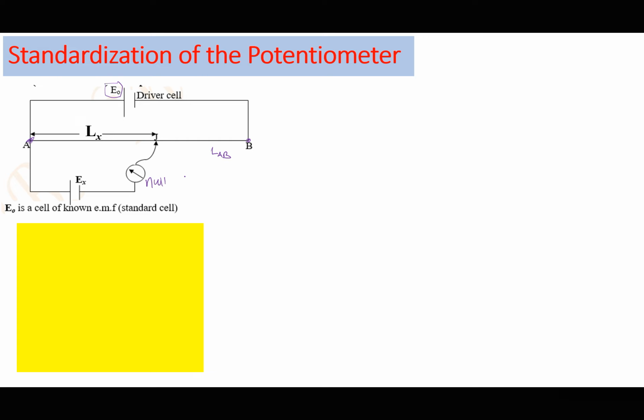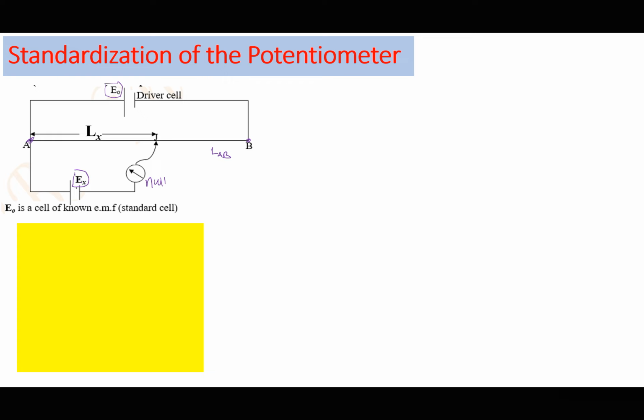I talked about the null method when I was starting electricity in lesson 1, where a measurement is going to be correct if an instrument gives no reading. So I may want to compare the EMF of the unknown cell EX with the driver cell E0, or I may want to find the EMF EX of the unknown cell. This is going to be the null method.